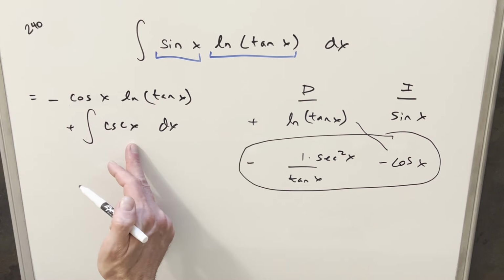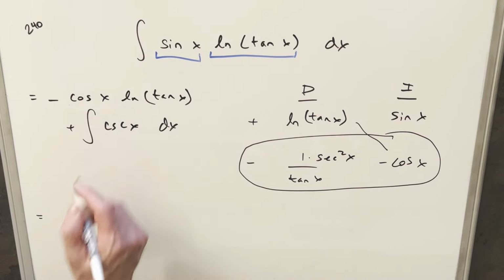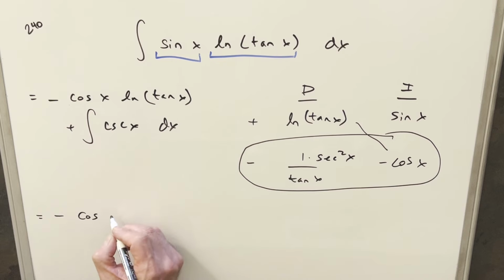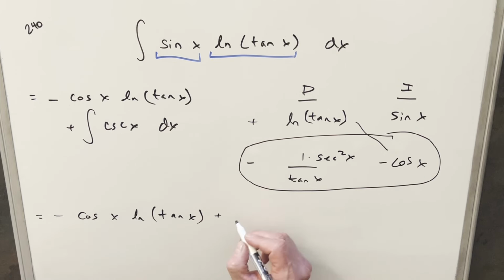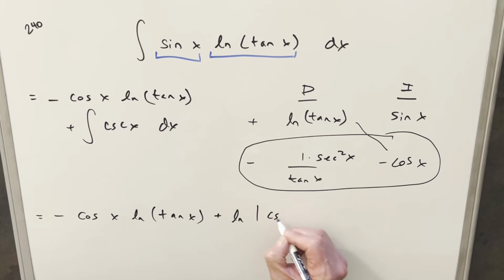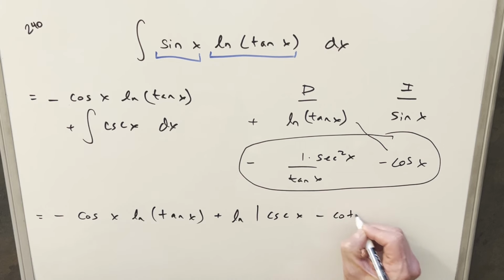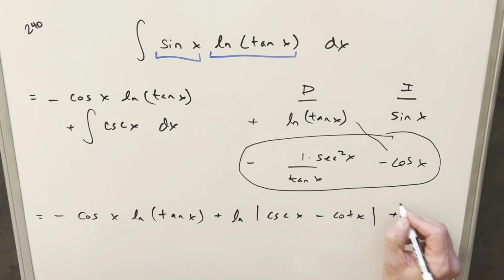But now this is a common integral. I'm just going to use the formula for that. But let's bring everything else down. So we're going to have in our solution minus cosine x natural log tan x. And the formula for this is just going to be plus natural log absolute value cosecant x minus cotangent x. Put a plus c, and that's it.